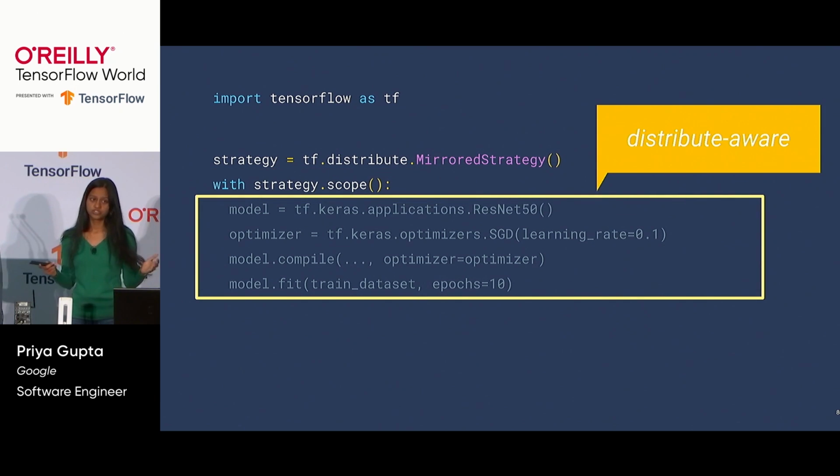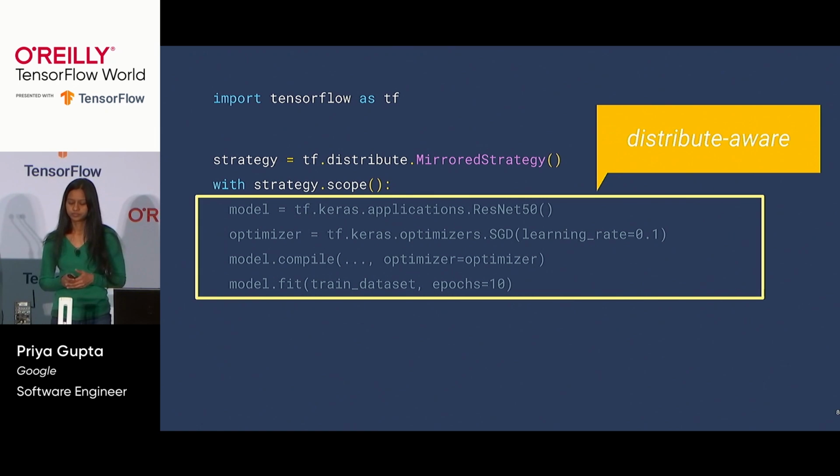You don't need to make any other changes to your code in this case because we've already made components of TensorFlow distribution aware. So for instance, in this case, we have the optimizer, which is distribution aware, as well as compile and fit.